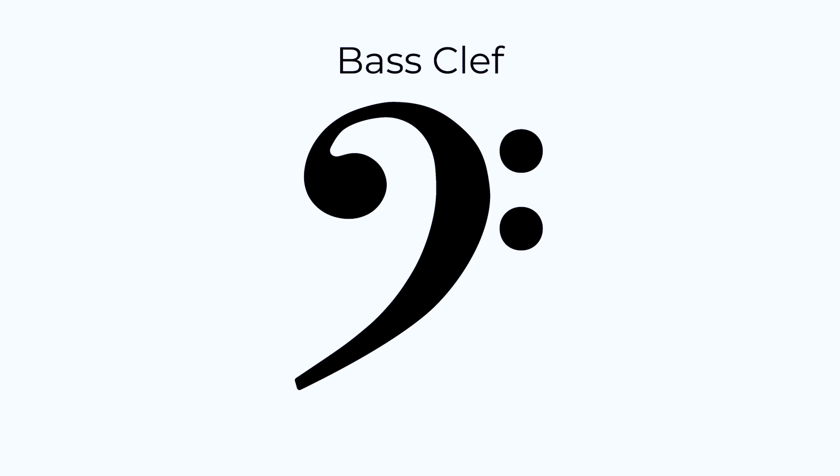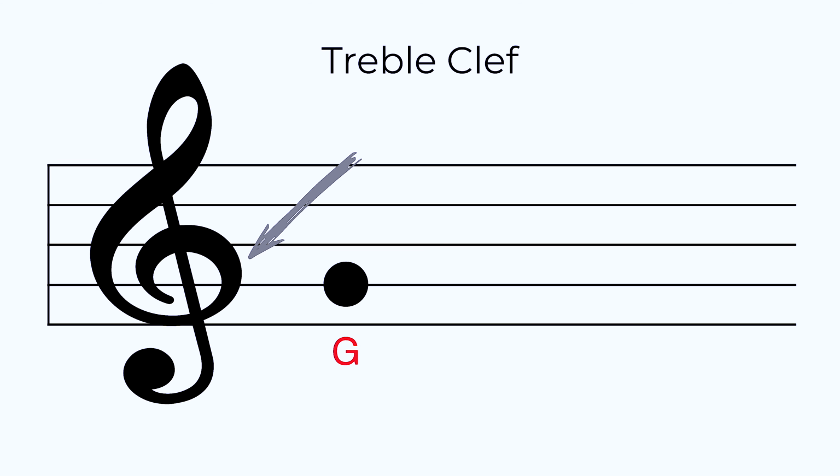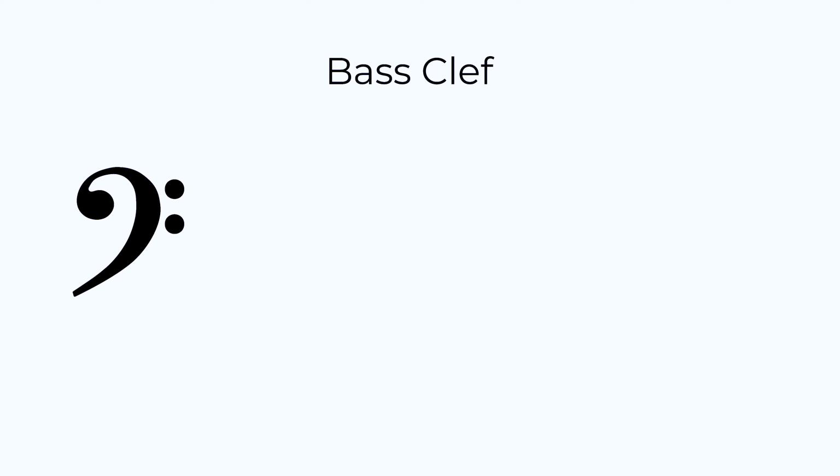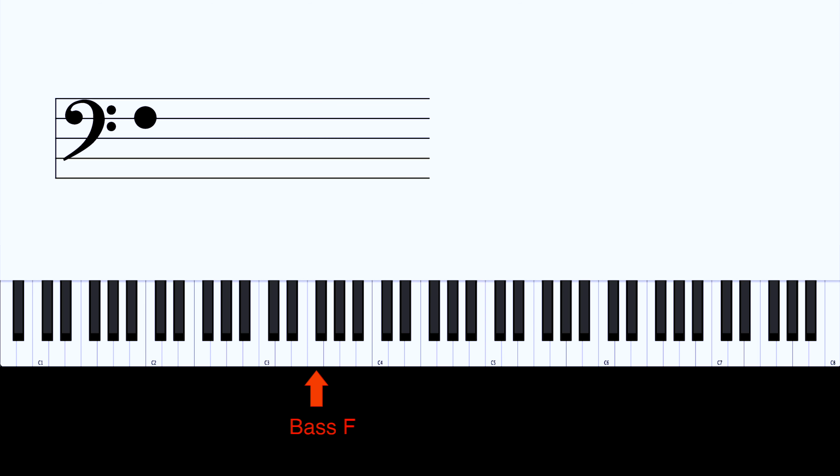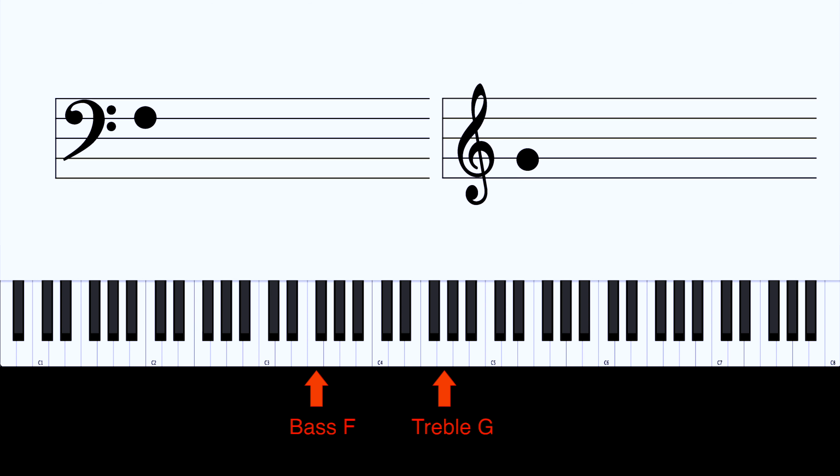Remember how the treble clef pointed us towards the G line? Well, the bass clef directs us to the bass F line. See how these 2 circles surround line 4? That's where bass F lives on the staff, and it's here on the piano. So now we know treble G and bass F.